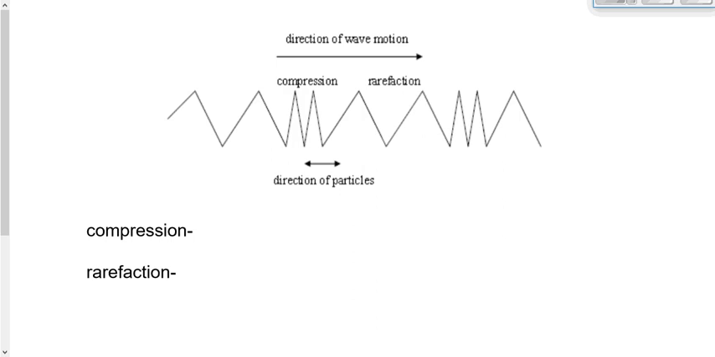We call those compressions and rarefactions. The compressions would roughly correspond to crests, and the rarefactions would roughly correspond to troughs. So high density, or where the wave is really scrunched together, is a compression, and when the wave is stretched out, that's a rarefaction. And you always have alternating compressions and rarefactions. So compression, then rarefaction, then compression, then rarefaction.